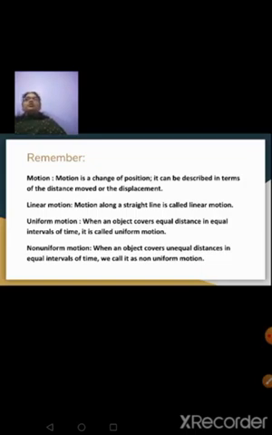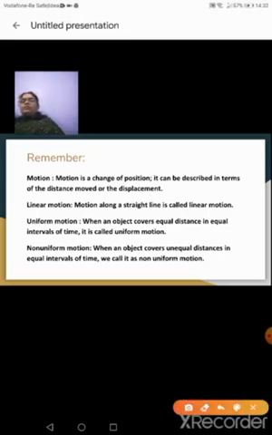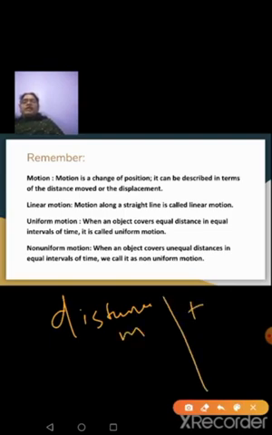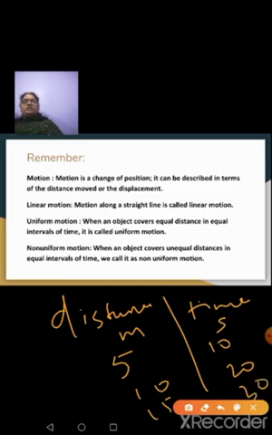Next, uniform motion. Whenever an object is moving or changing its position, you say that it is showing some motion, and this motion is said to be uniform when the object covers equal distance in equal intervals of time. For example, suppose I take an object. I'll make two columns here. One, distance, I'm taking in meters, and then time in seconds. Suppose it is covering a distance of 5 meters in 10 seconds, 10 meters in 20 seconds, 15 meters in 30 seconds. See the time interval.